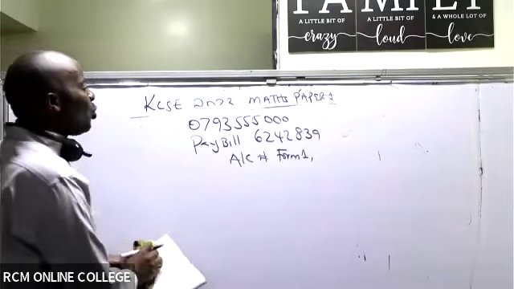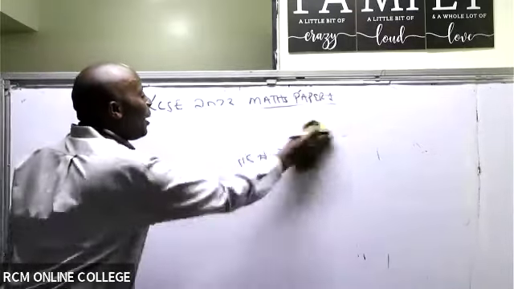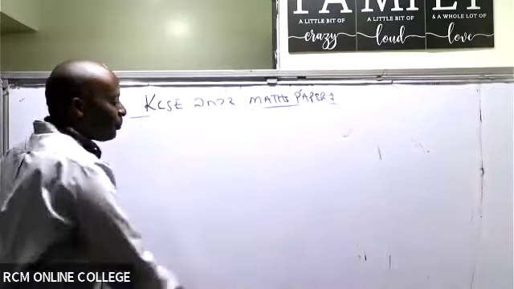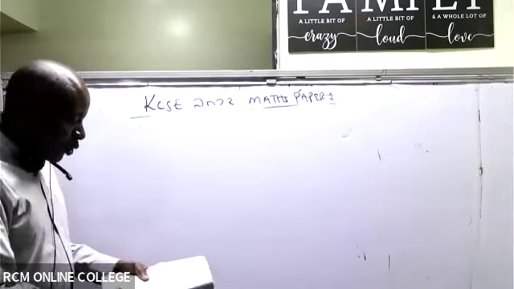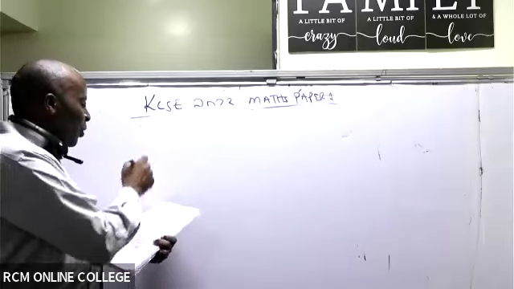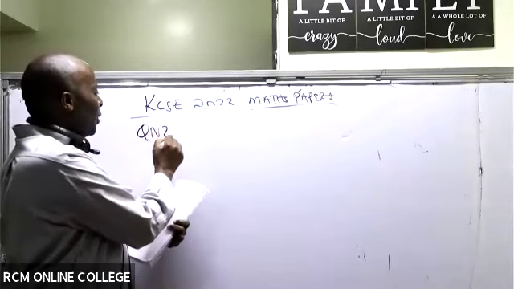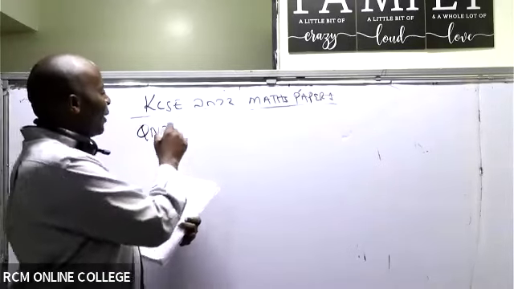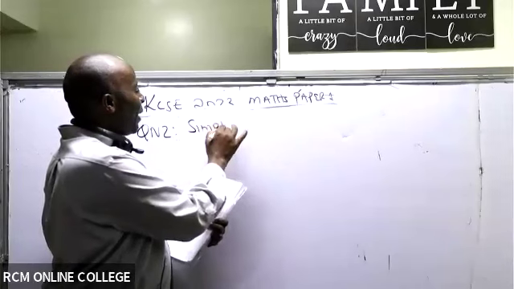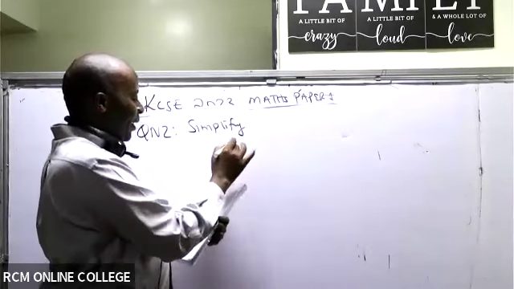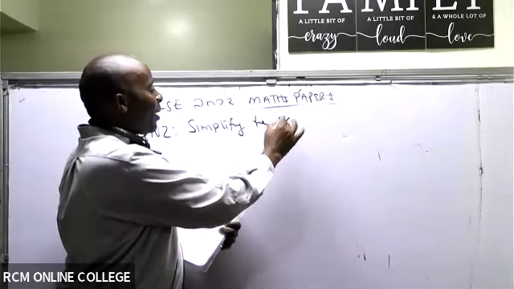So question number 2, which is coming with 200 bob. It's about indices, it's about orders. They wanted us to simplify the expression.